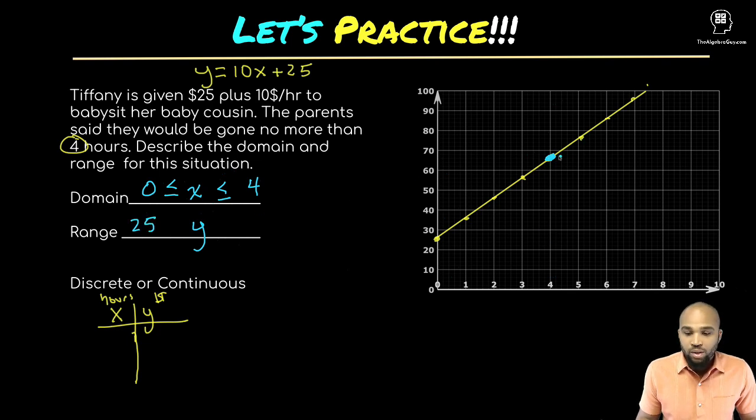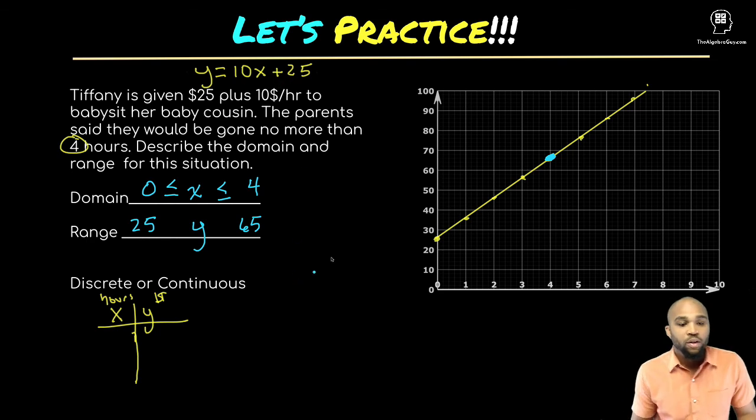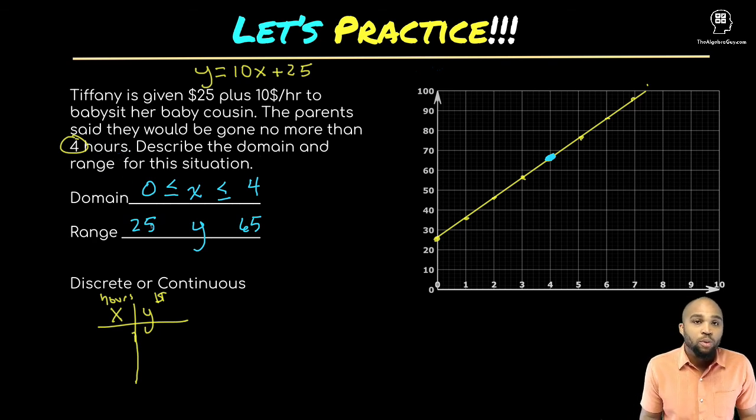And the highest, because 4 hours is the limit, would be 65. Now, I drew this graph like this. Notice how it continues to go on, because if you put this in your calculator, sure enough, you're going to get a graph that just keeps going. But you, as a smart student, have to remember the context that we said no more than 4 hours. So we're going to limit it there.